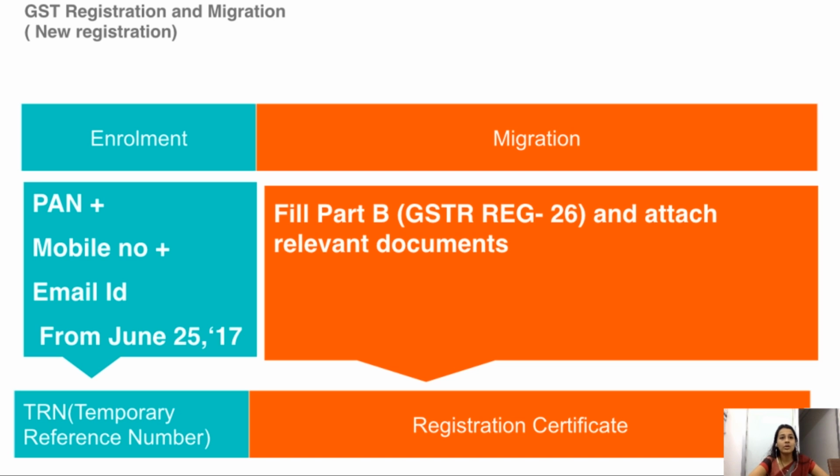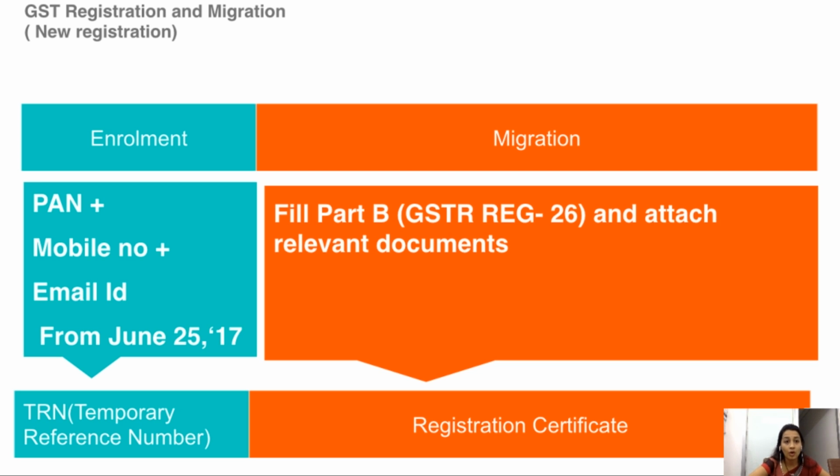Now we will look at GST registration and migration, which has been open from June 25, 2017. So for all those who were not a taxpayer under any of the previous acts, you need to pay attention here. The first procedure is enrollment. With your PAN, mobile number and email ID, you can submit the form there and you will get a temporary reference number. Your process is not complete. You will again fill Part B of GST REG-26 and attach relevant documents and get the permanent registration.